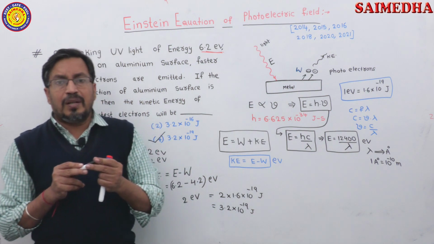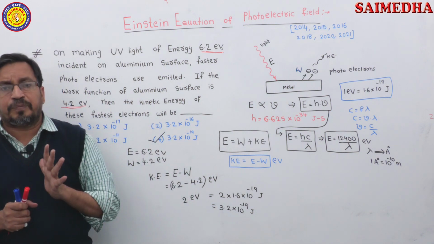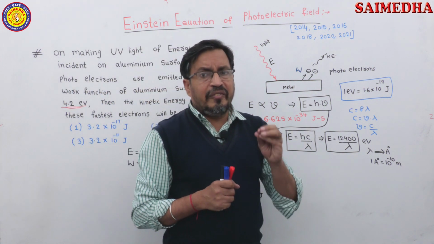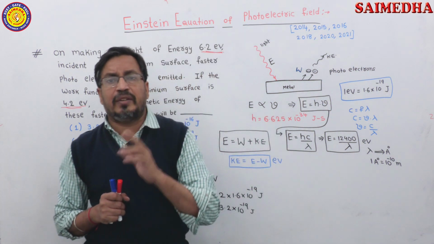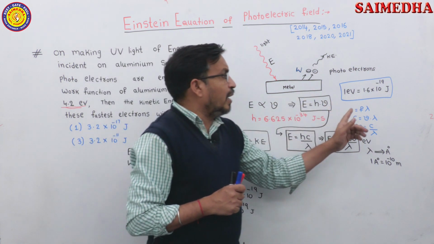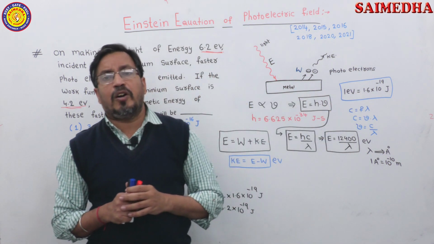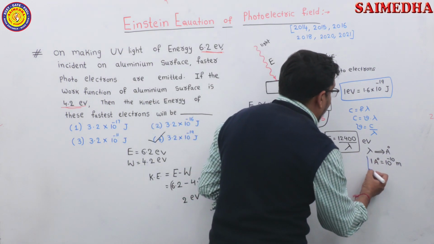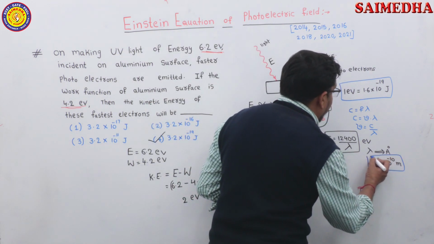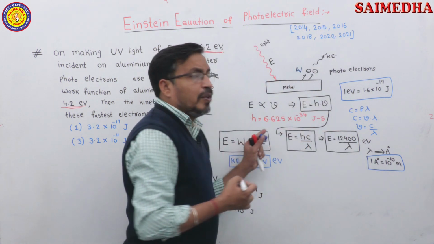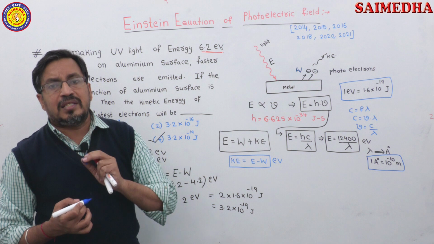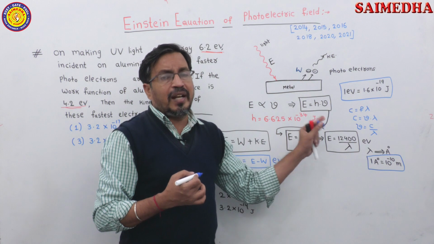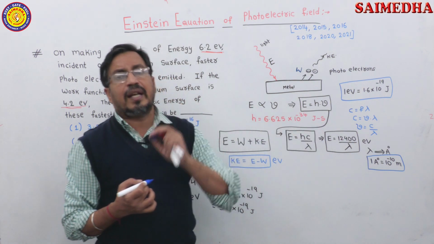So students, problems in this topic are very simple, but conversion is very important. Here there are two very important conversions. One is 1 electron volt equals 1.6 into 10 power minus 19 joules, and the second is 1 angstrom equals 10 power minus 10 meters. Along with these two, you must remember Planck's constant value. What is Planck's constant? 6.625 into 10 power minus 34 joule second.